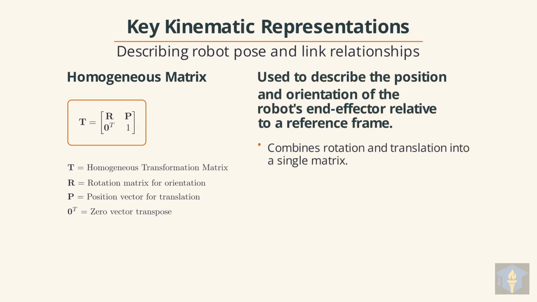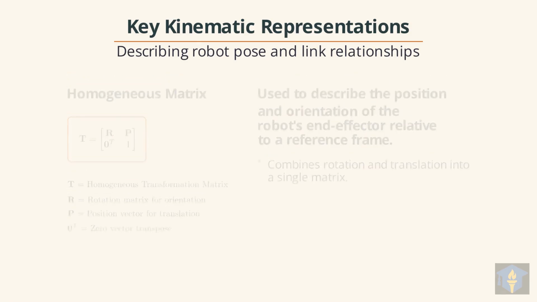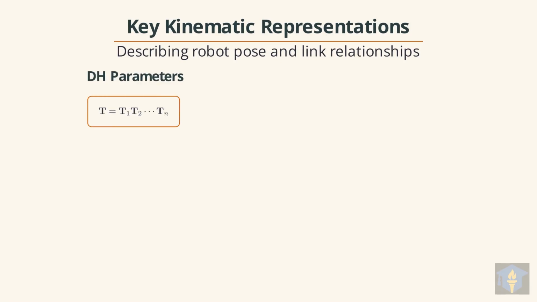This matrix is used to describe the position and orientation of a robot's end effector relative to a reference frame. Crucially, it combines both rotation and translation components into a single, elegant matrix representation. Next, let's explore Denavit-Hartenberg, or DH parameters, another fundamental concept in robot kinematics.